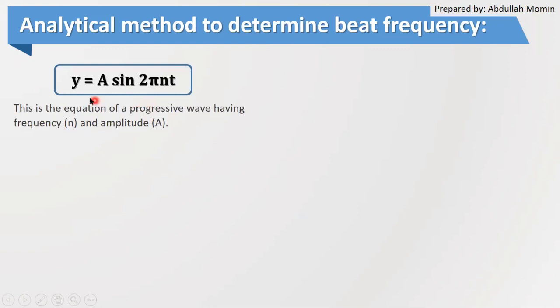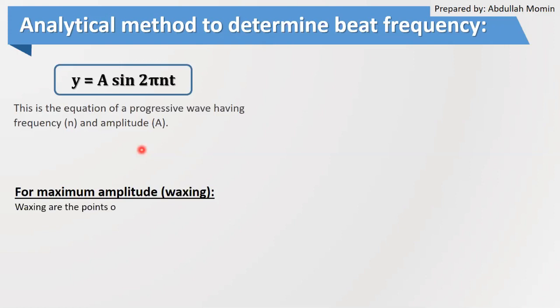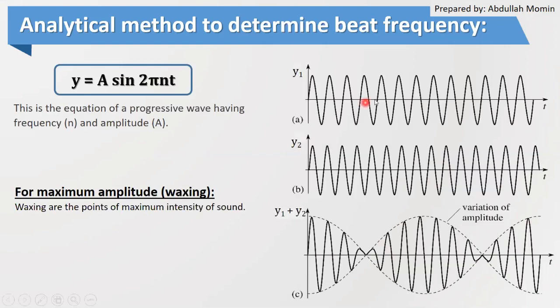So y = A sin 2πnt is the equation of the resultant wave, where A is the amplitude of the resultant wave and n is its frequency. Now for maximum amplitude, that means waxing. What is waxing? We have learned that waxing are the points of maximum intensity of sound. Look at this diagram. After superposition of y1 and y2, this is the resultant wave.